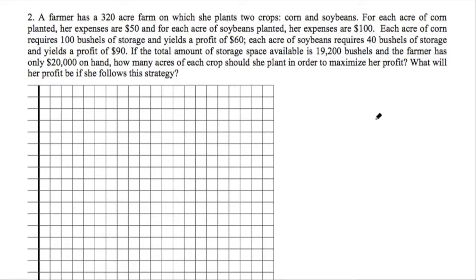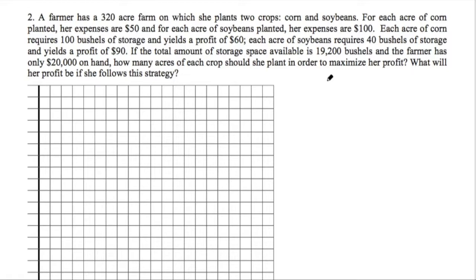It says a farmer has a 320-acre farm on which she plants two crops, corn and soybeans. For each acre of corn planted, her expenses are $50, and for each acre of soybean planted, her expenses are $100. Each acre of corn requires 100 bushels of storage and yields a profit of $60. Each acre of soybean requires 40 bushels of storage and yields $90 of profit. If the total amount of storage space available is 19,200 bushels and the farmer has only $20,000 on hand, how many acres of each crop should she plant in order to maximize her profit? What will her profit be?